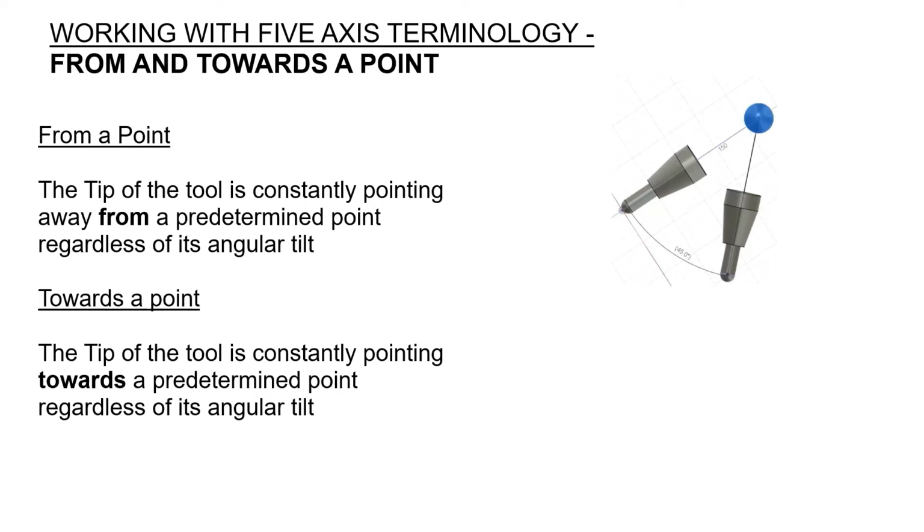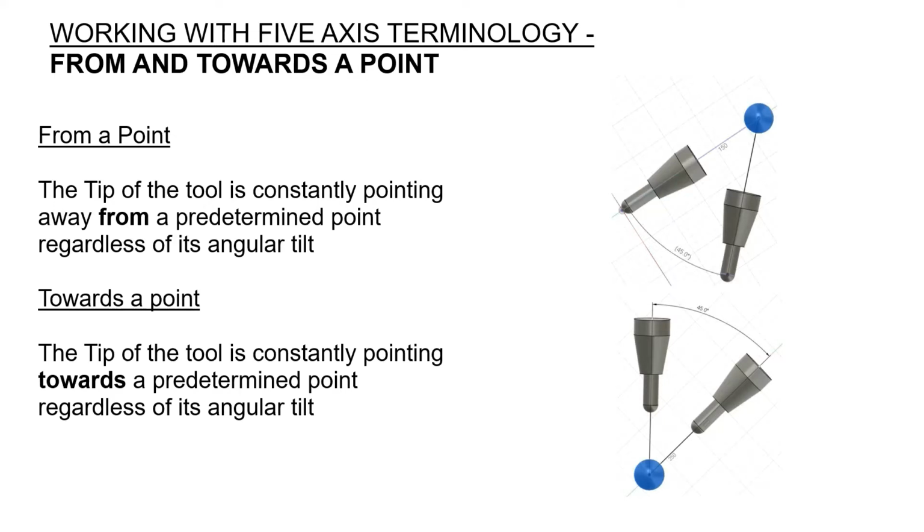its angular tilt. In the first picture we can see that if you struck a line through the direction of the tool, it would constantly strike the centre of the point, whilst the tip of the tool is always pointing away from that point. Towards a point is the opposite.